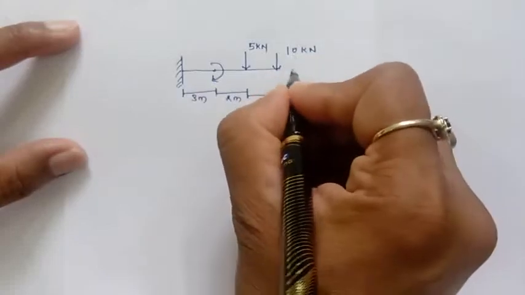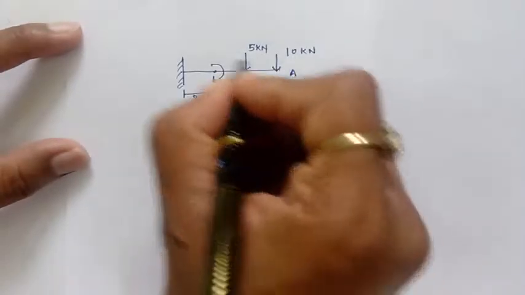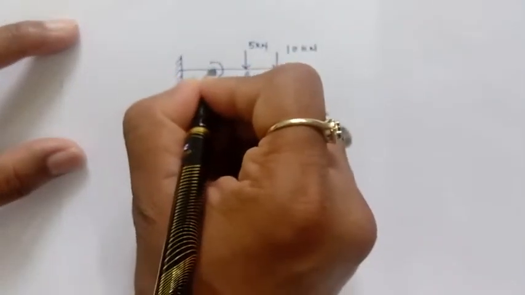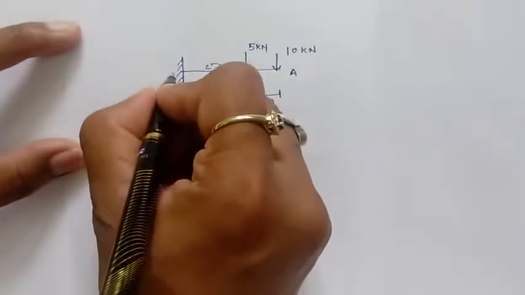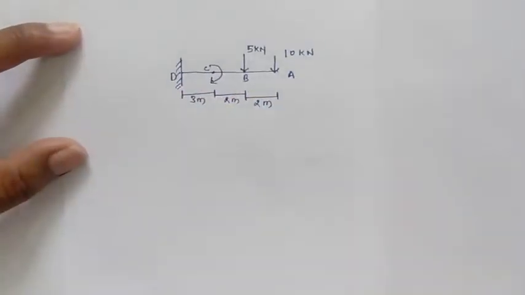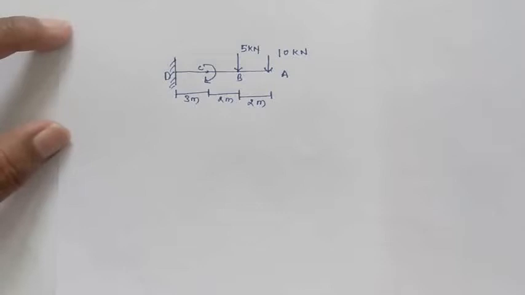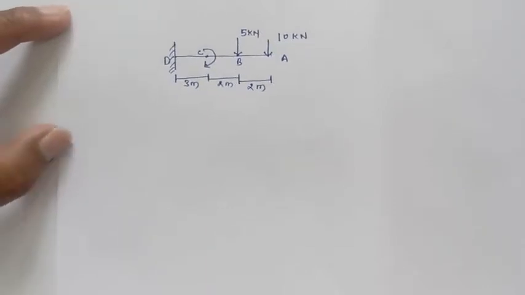So I'm giving the name A to this point, this point is B, this point is C, and here it is D point. So this is the problem related to the cantilever beam having two point loads on a span with one couple. So how to solve this problem?